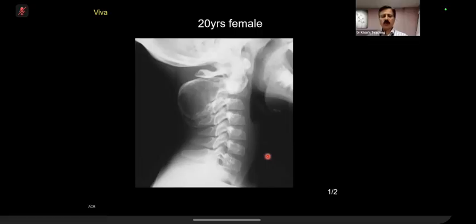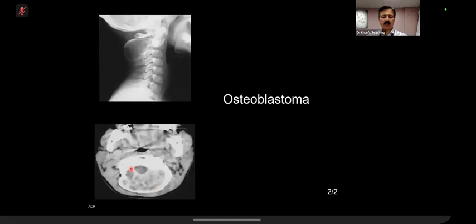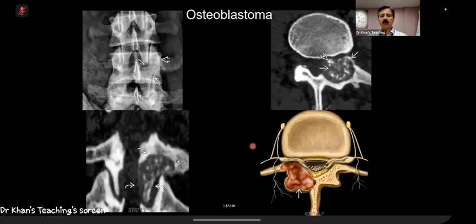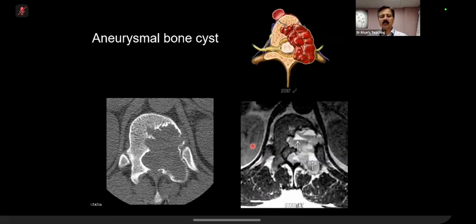irony is that osteoblastoma is a bone forming tumor, but the nidus itself is lucent. In the spine, the differential diagnosis is with an ABC, aneurysmal bone cyst. And it can be as big as this, and it can be something like this. And when you do MR there will be what we call a fluid level.